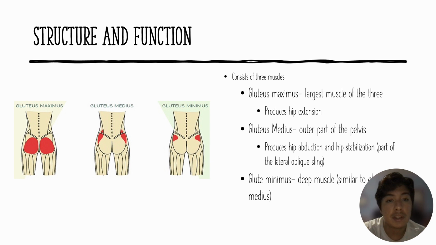The glutes consist of three muscles: the gluteus maximus, the largest muscle of the three, which is responsible for producing hip extension; the glute medius, which is the outer part of the pelvis and is responsible for hip abduction and hip stabilization, and it is also part of the lateral oblique sling; and the glute minimus, which is a deep muscle underneath the glute medius and is responsible for producing hip abduction and stabilization similar to the glute medius.